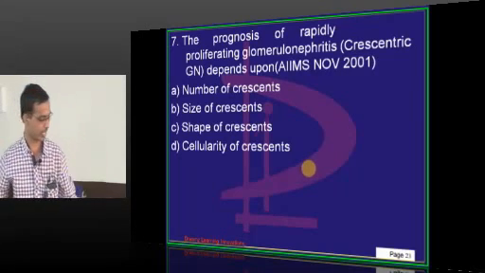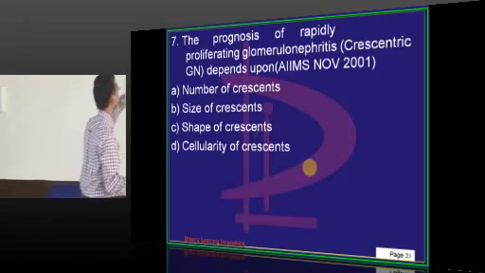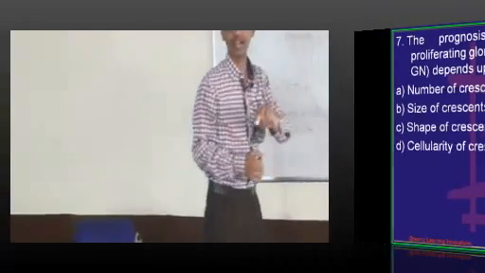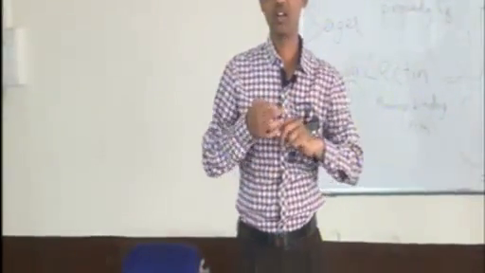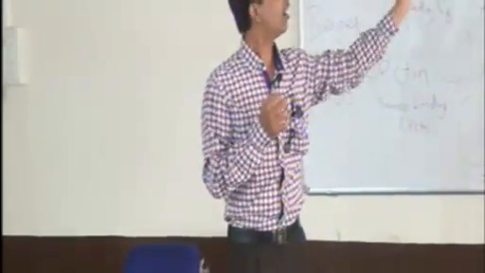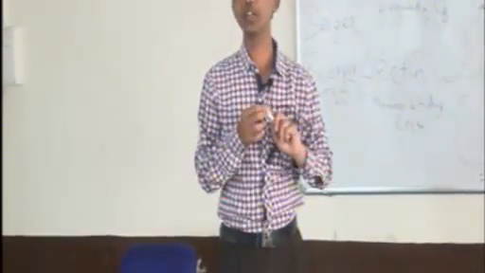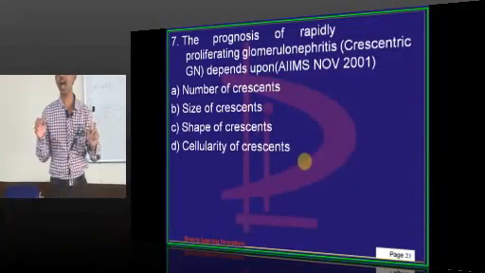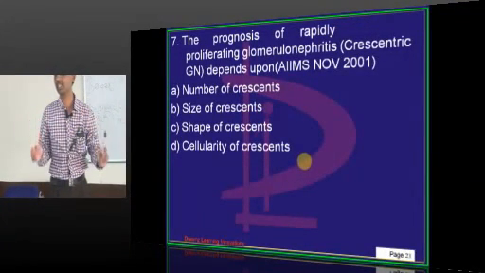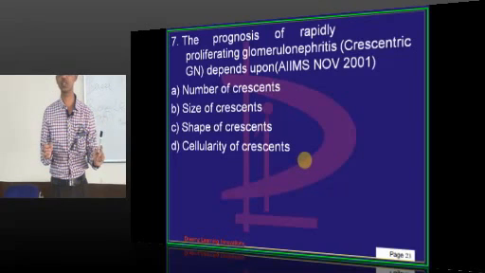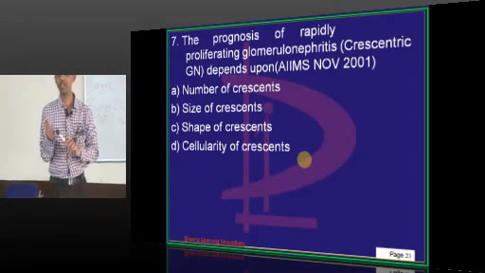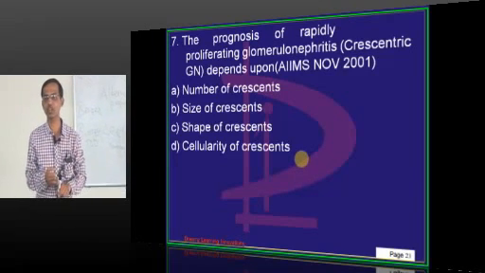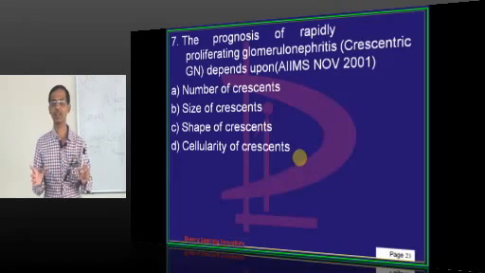Crescents can have variable shape, but generally they are like half moon shape. They are like this, okay. Then the cellularity is going to be determined by different cells in crescentic glomerulonephritis, but the main cells are parietal epithelial cells. Parietal epithelial cells are the ones which proliferate. Apart from them, there can be leukocytes, there can be endothelial cells and visceral epithelial cells, all these can contribute, but the main cells are parietal epithelial cells.